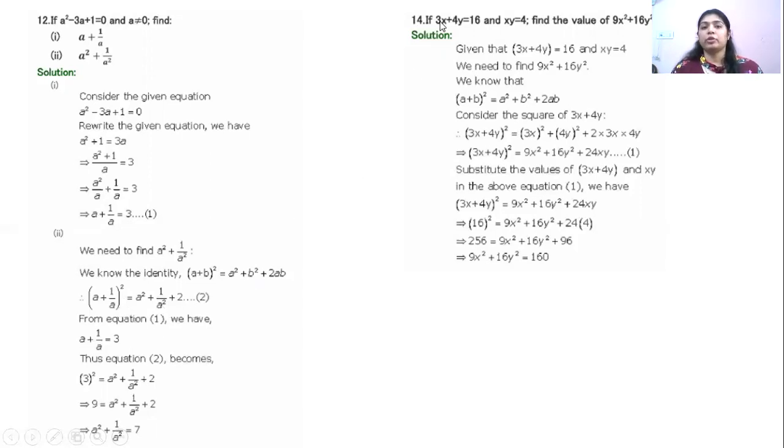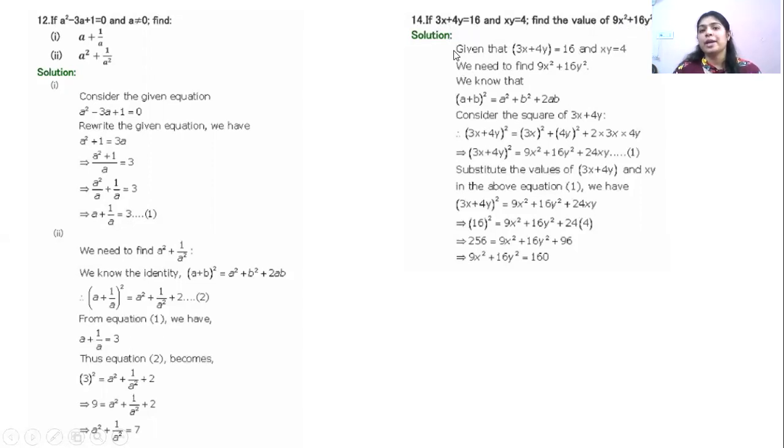Come to question number 14. If 3x plus 4y is equal to 16 and xy is equal to 4, then find the value of 9x square plus 16y square. See, the square of 3x is 9x square, and the square of 4y is 16y square. They are asking for the value of 9x square plus 16y square.